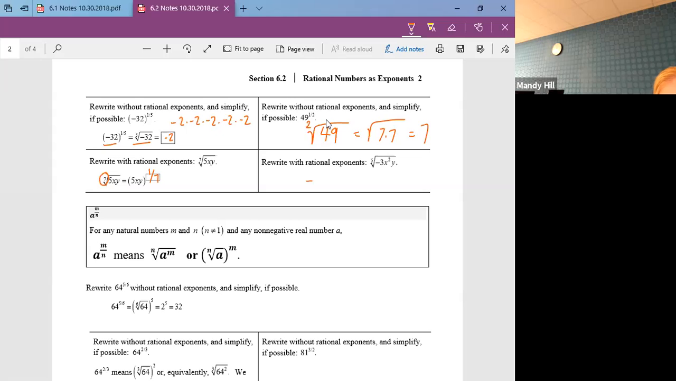Okay, negative 3x squared y. If this is to the 5th, or the 5th root, then it's going to be raised to the 1/5 power.